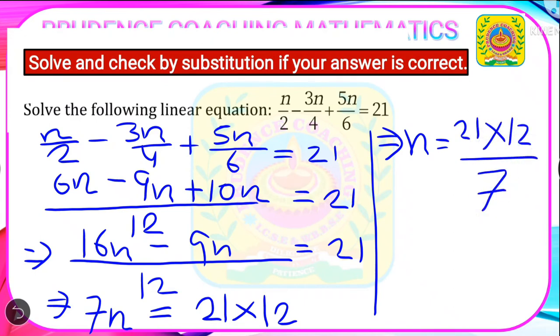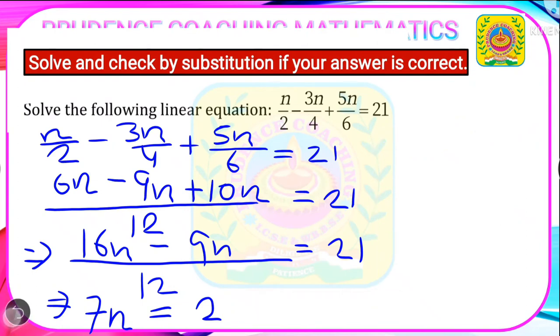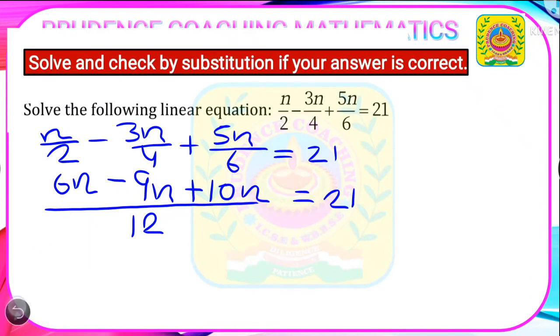As you can see, I have not calculated 21 into 12 because I knew that some cancellation might be there. So 7 3s are 21, so we are getting 12 into 3, that is 36. So the value of n here is 36. Now we need to check whether our answer is correct or not. For that we need to put the value, that is n equals 36, on the left hand side and also on the right hand side, and check whether LHS is equal to RHS or not.